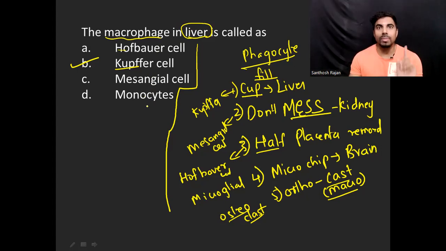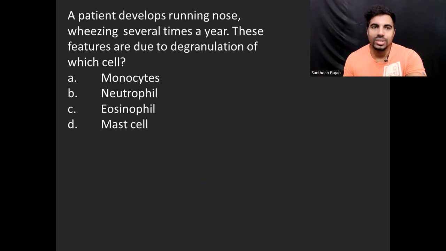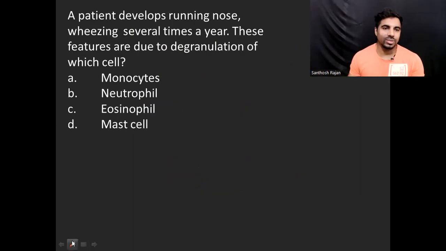Microglia. Next time you might get it in the brain. In the brain, sir said, put a microchip in the brain. So micro, microglia. You got the answer. Okay, got it? That's the way you're going to answer. And in bone, it's osteoclast. Finished, easy. So you'll never make any mistake. Now, let's go to another question.